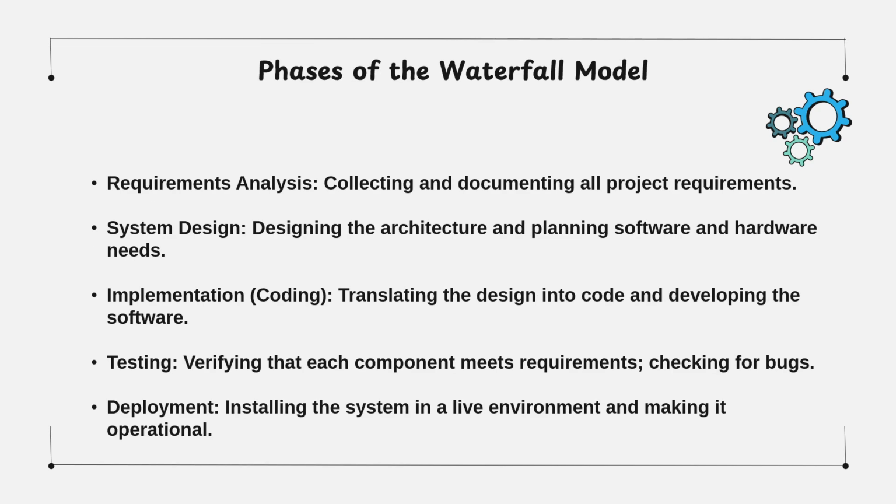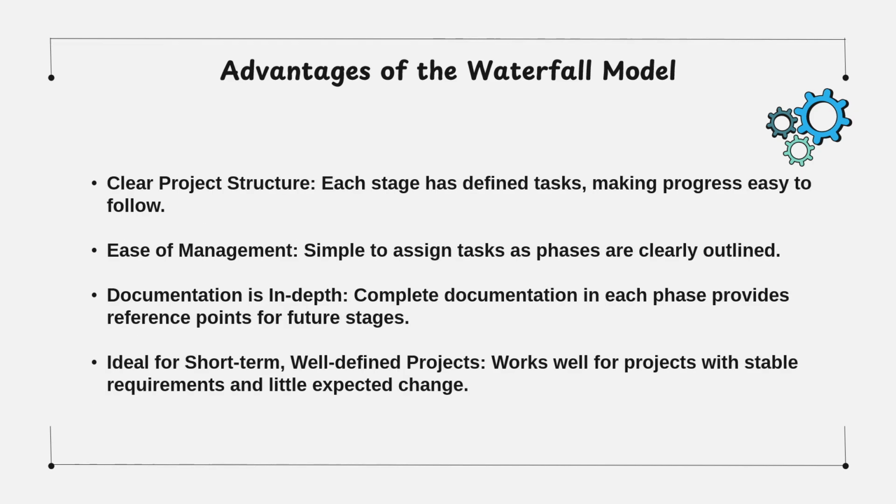Phases of the waterfall model. Requirement analysis: collecting and documenting all project requirements. System design: designing the architecture and planning software and hardware needs. Implementation, coding: translating the design into code and developing the software. Testing: verifying that each component meets requirements and checking for bugs. Deployment: installing the system in a live environment and making it operational.